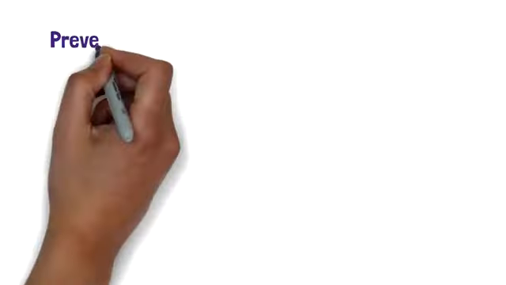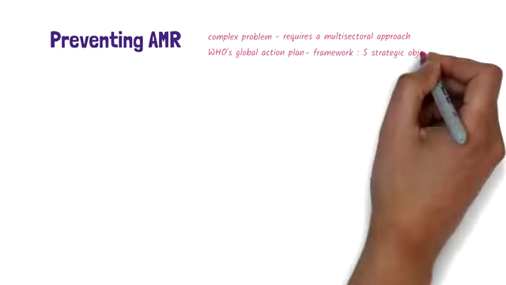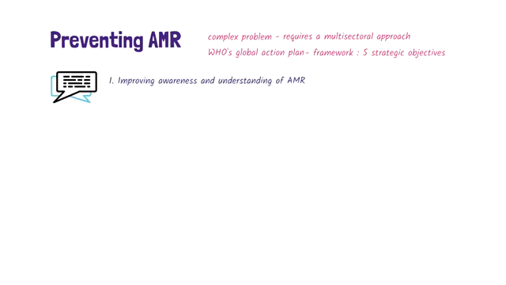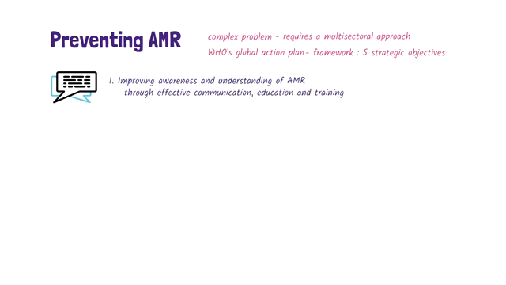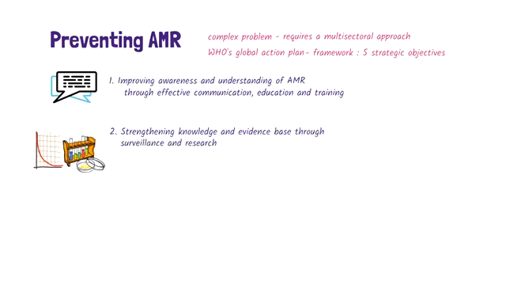So, how do we prevent AMR? AMR is a complex problem, and preventing it requires a multi-sectoral approach. The World Health Organization's Global Action Plan provides a good framework to tackle AMR. It outlines 5 strategic objectives. These are: Improving awareness and understanding of antimicrobial resistance through effective communication, education, and training. Strengthening the knowledge and evidence base through surveillance and research.